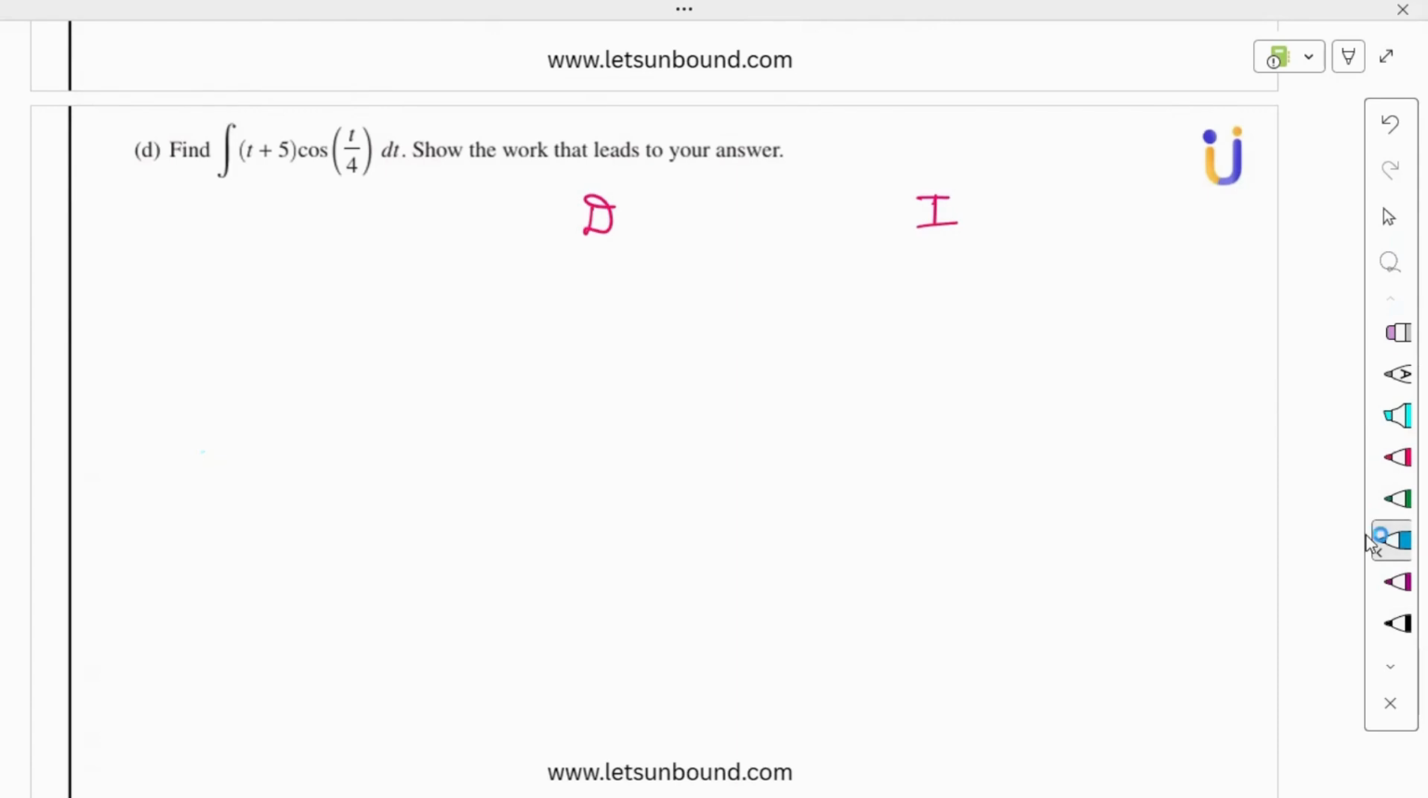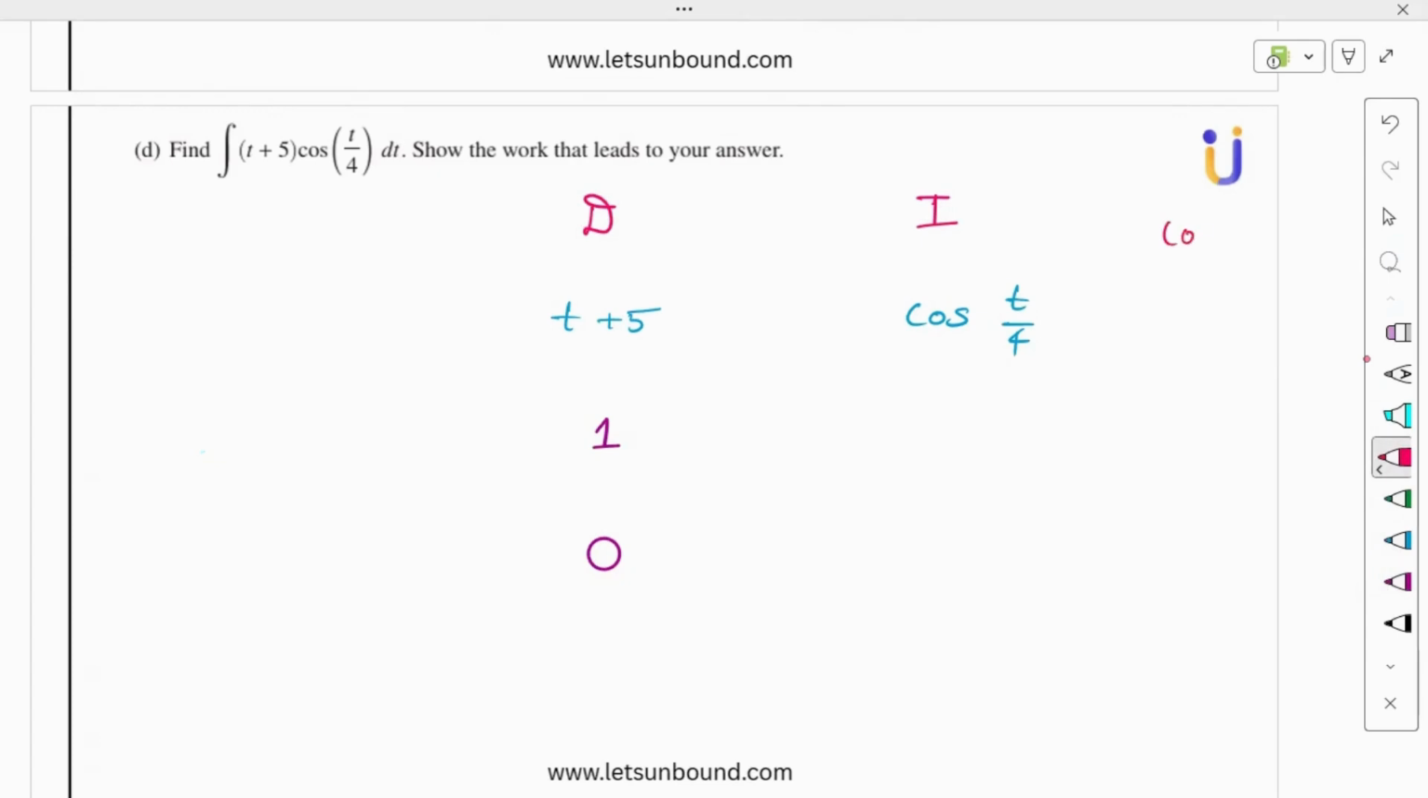So put D and I. What is your D? Pick the one which is easily differentiable, and if a part can become 0 by multiple differentiation, you can pick that. Cos t by 4 is easy to differentiate, but it won't lead to 0. That's why I'm going to pick D as t plus 5. Then I is the remaining, cos t by 4. Differentiate t plus 5: 5 becomes 0, t becomes 1, and 1 differentiates to 0. When you have a 0, you can stop and do the integration for the next step.